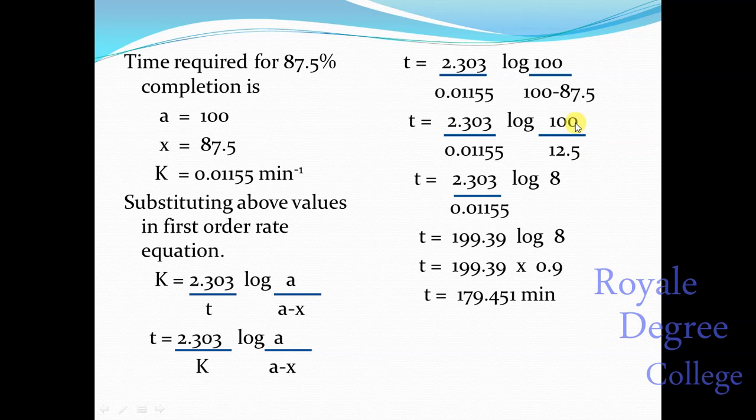So now in this case, we are dividing 100 by 12.5. We get the value as 8. Now the log. In the next step, we are dividing this value, so we will get 199.39 log 8, as it is. Now we see the value of log 8. Its value is 0.9. Now we multiply these both values, so we get the t value as 179.451 minutes.